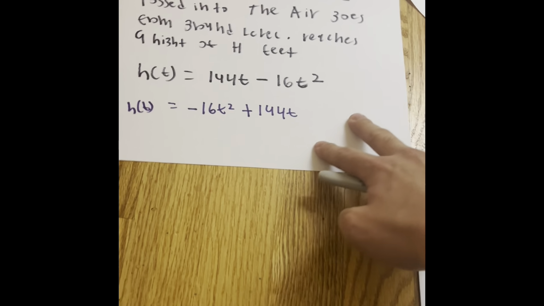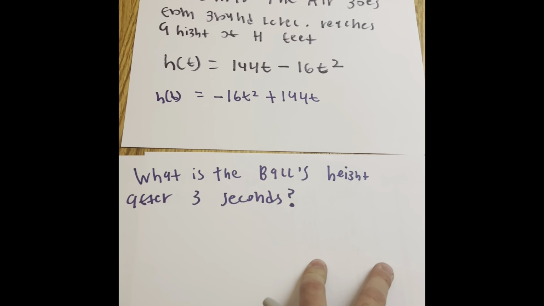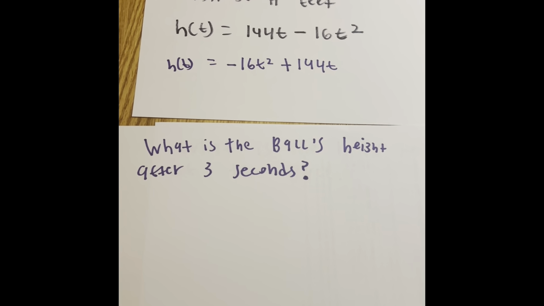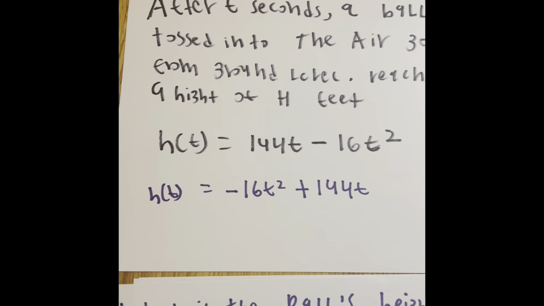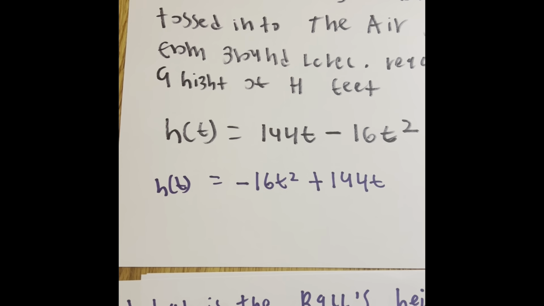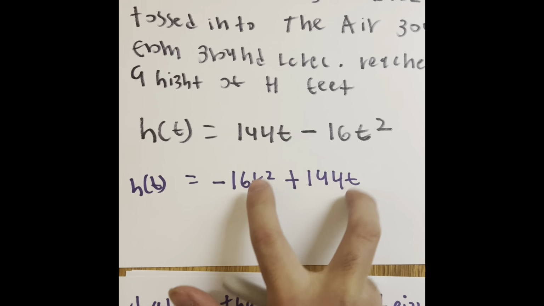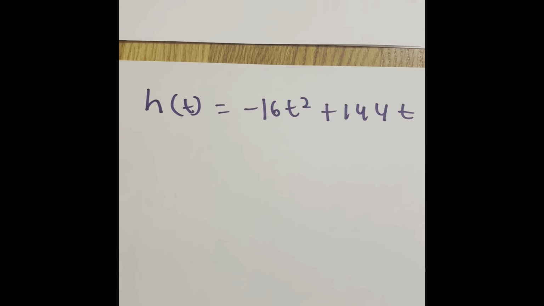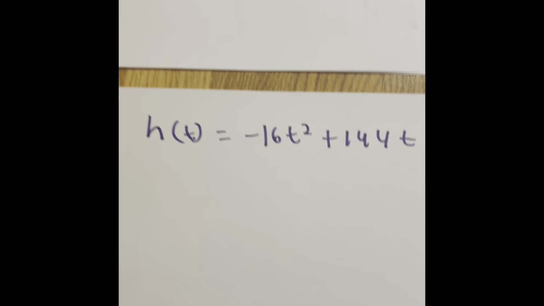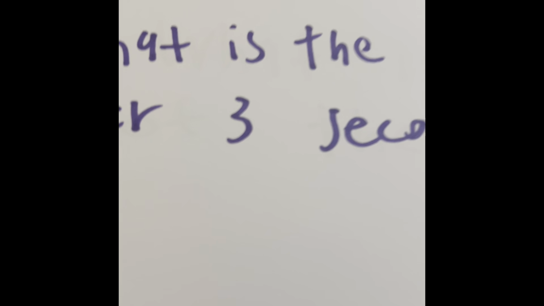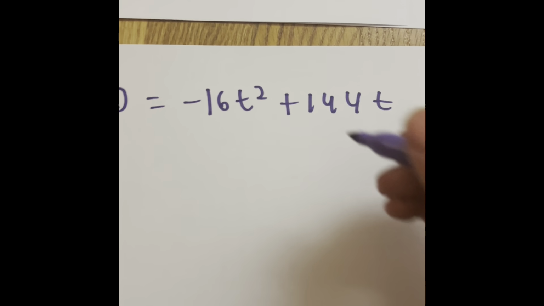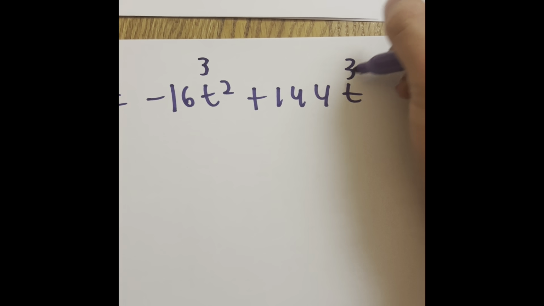If we use that equation, what is the ball's height after 3 seconds? It's giving us t as seconds, and what we have to do is find what h represents if we put 3 in for t. The problem literally did give us a value of 3. Since it's 3 seconds, we're trying to find out what the ball's height is, so we put 3 in for t in both places.